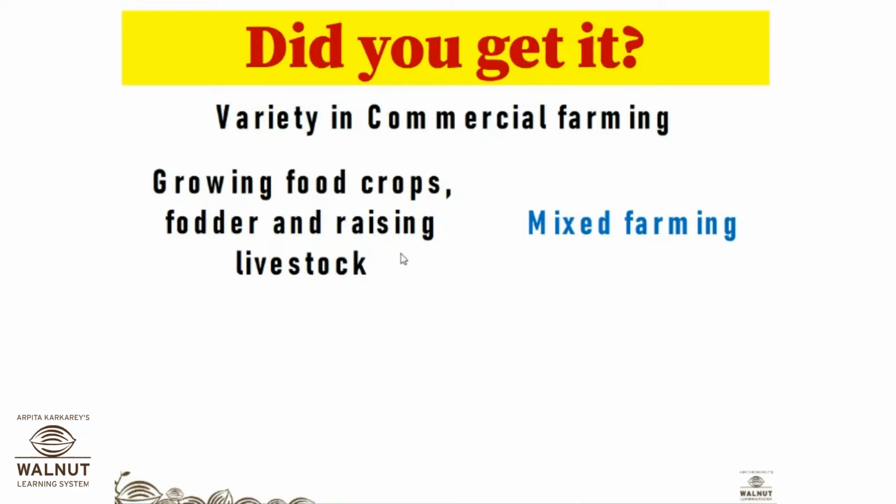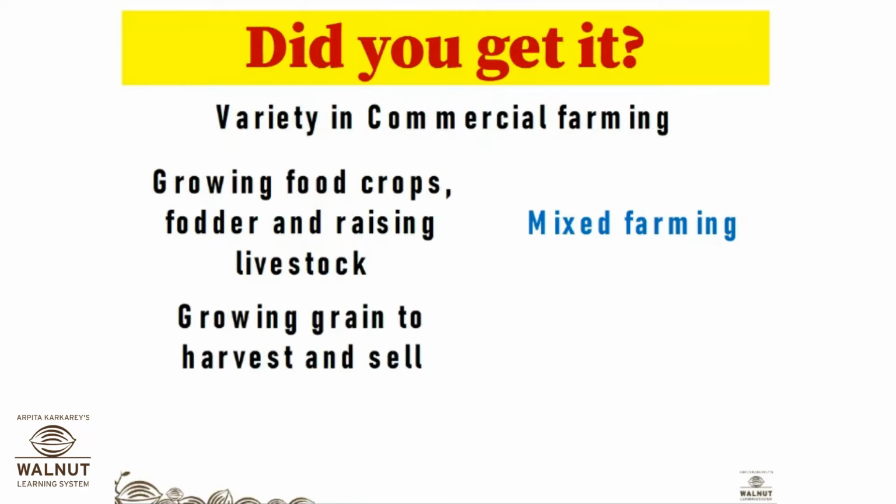Then raising livestock. Livestock means what? The farm animals domesticated for cultivation of the crops. They keep these animals, they grow them, they take care of them. So all these things are mixed in this type of farming. That's why the name mixed farming is given to this type.